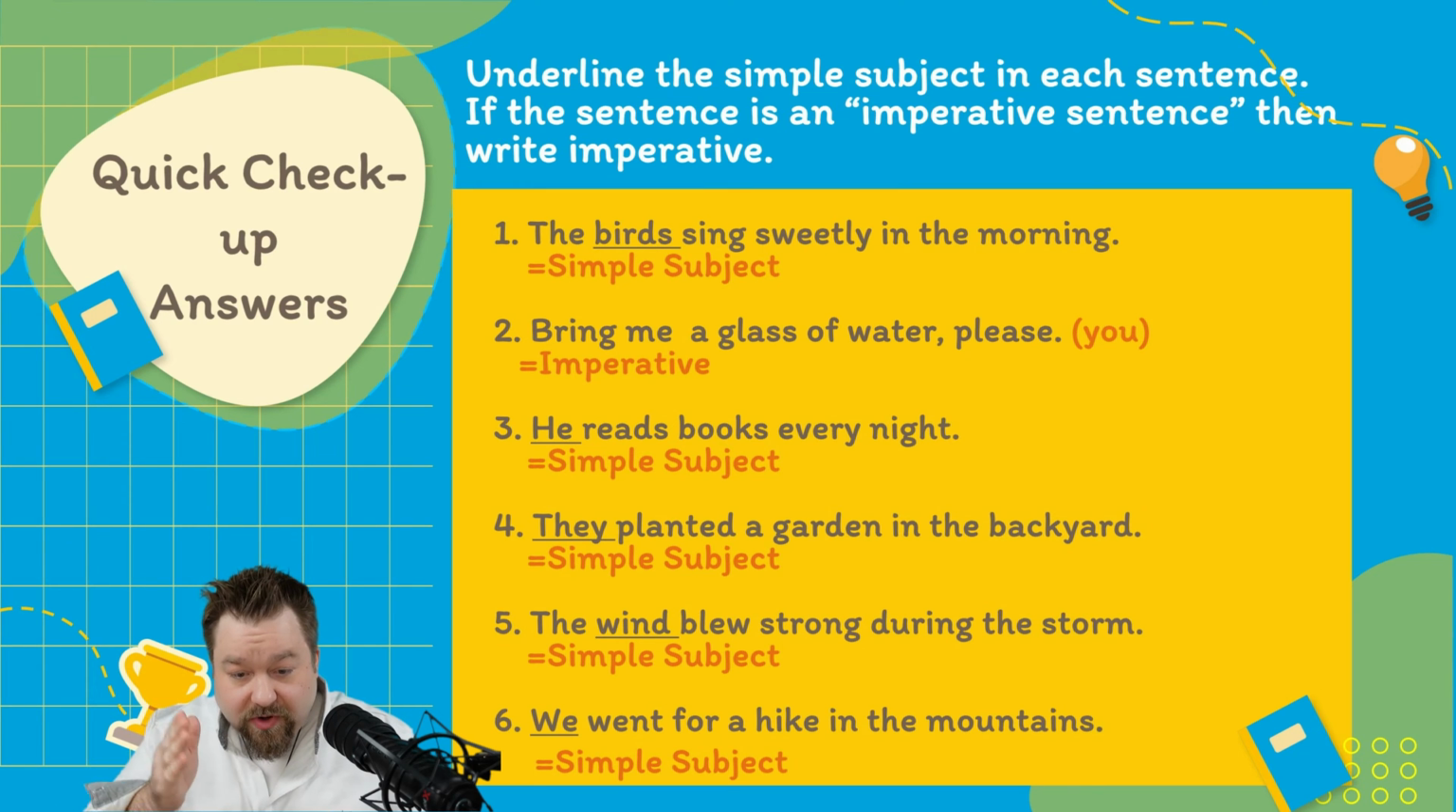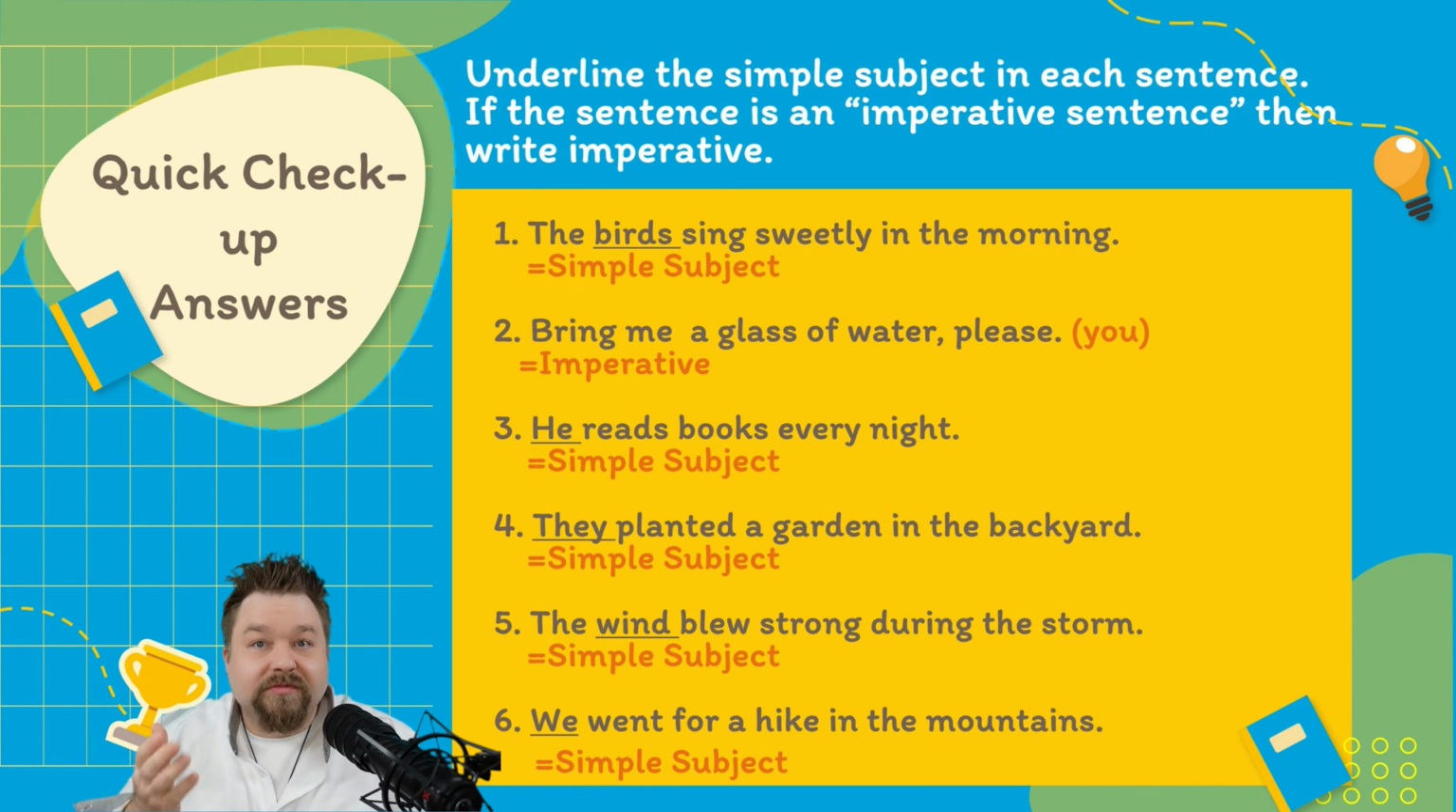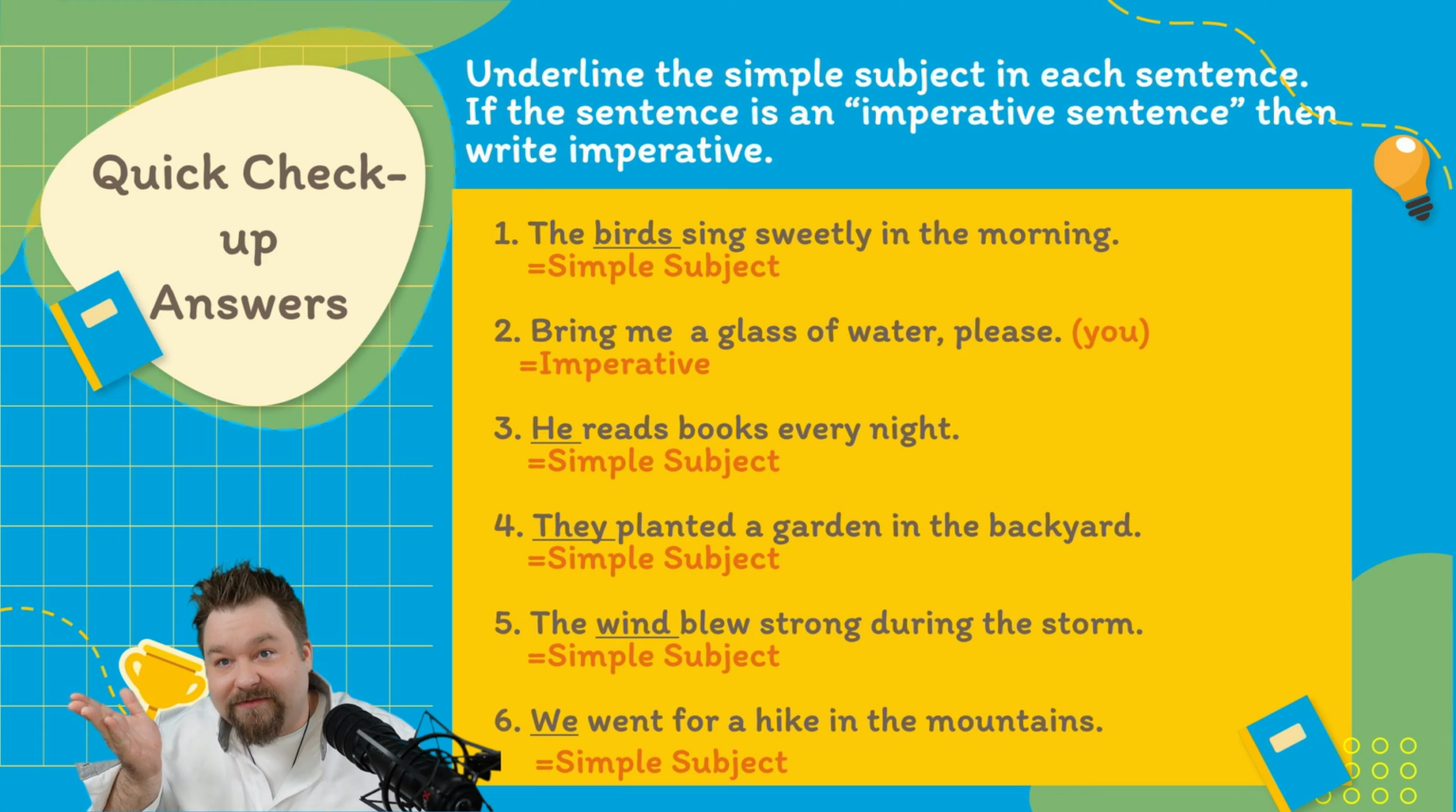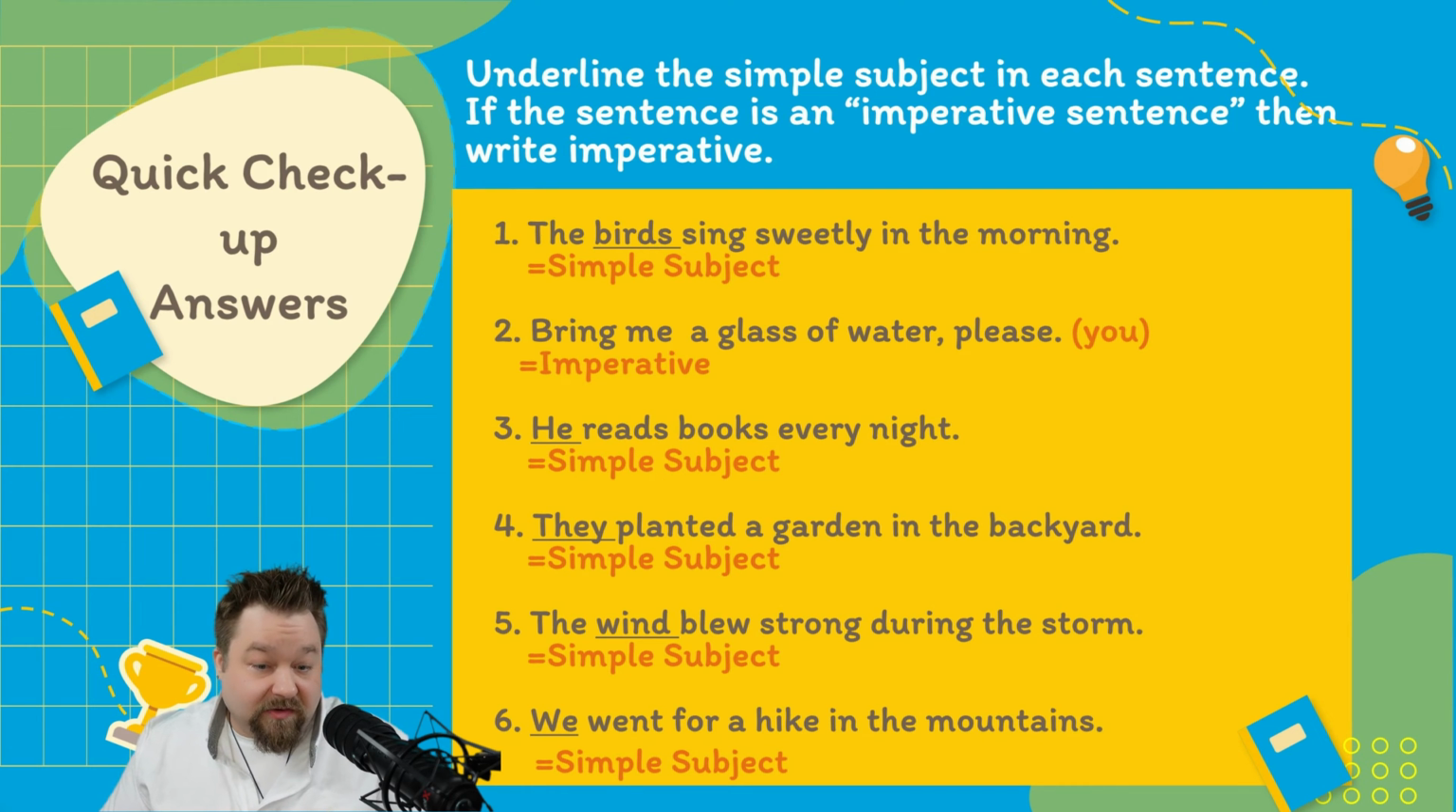Number 1, the birds sing sweetly in the morning. Well, the birds are doing something, so there's a subject, right? What's the simple subject? Birds. Birds sing. Got it. Cool. Number 2, bring me a glass of water, please. Ooh, that's polite, but mom said, bring me a glass of water, please, right? So the subject is you. You do it. It's an imperative.